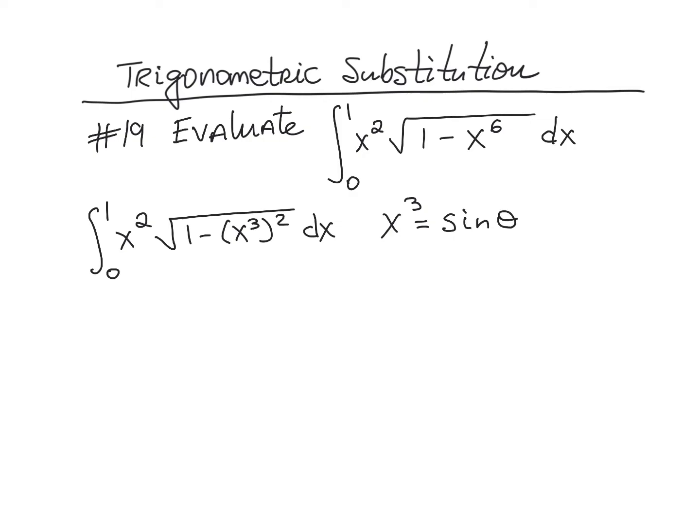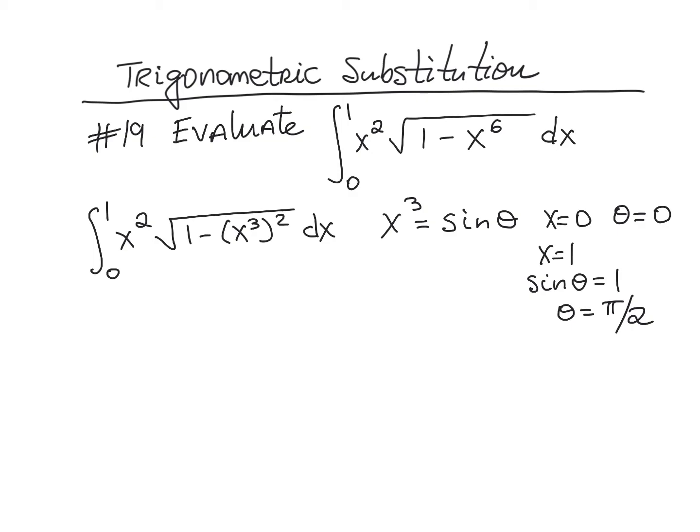First, we want to look at the bounds of integration for the variable theta. X runs from 0. When x is 0, sine of theta is 0, which means that theta is 0. X goes to 1. That means sine of theta will be 1, and theta is pi over 2. So we'll integrate from 0 to pi over 2 in variable theta.